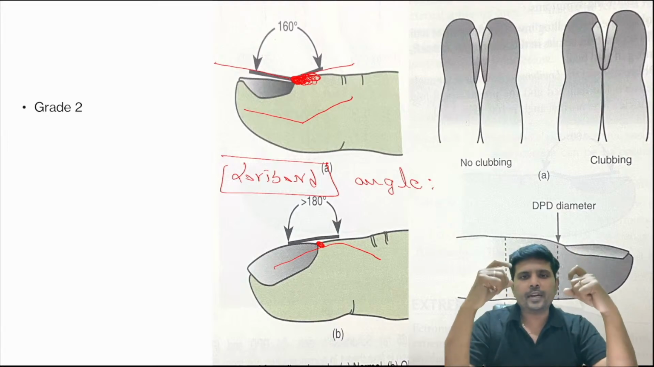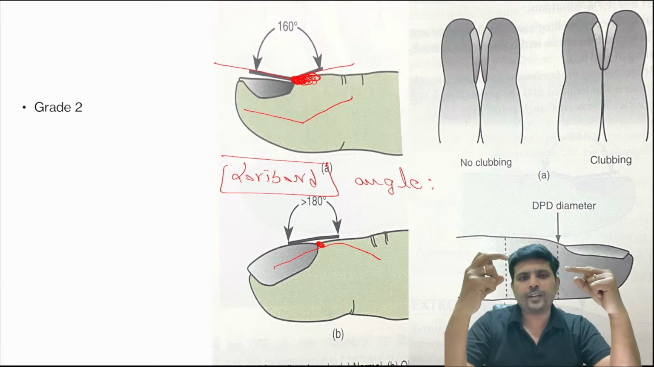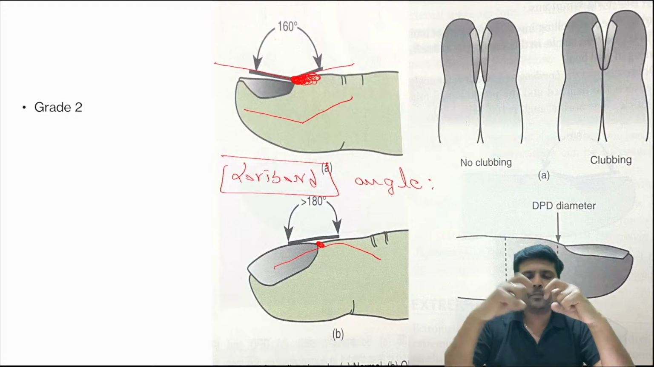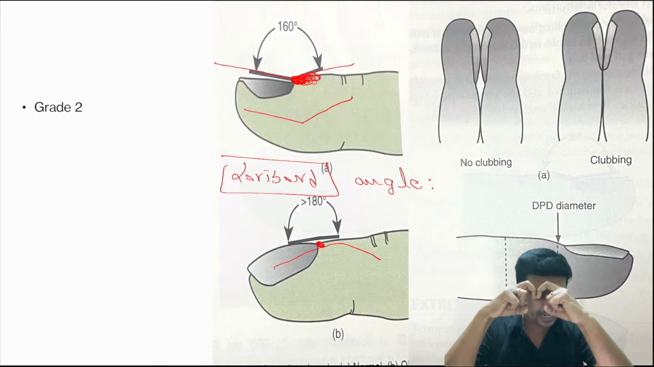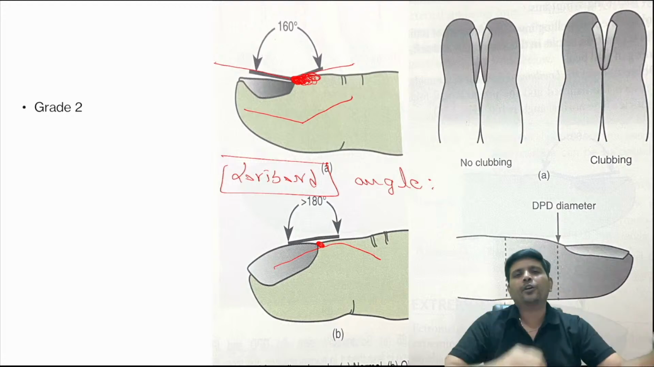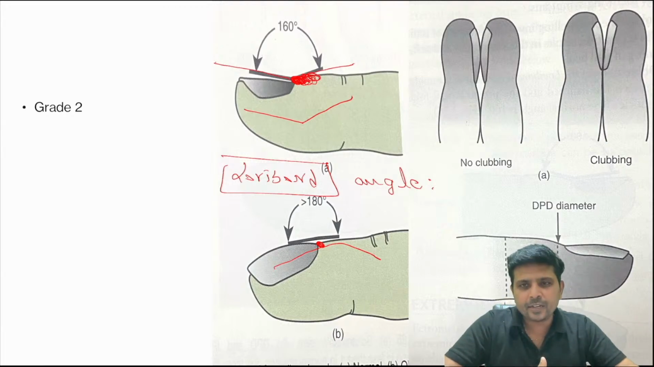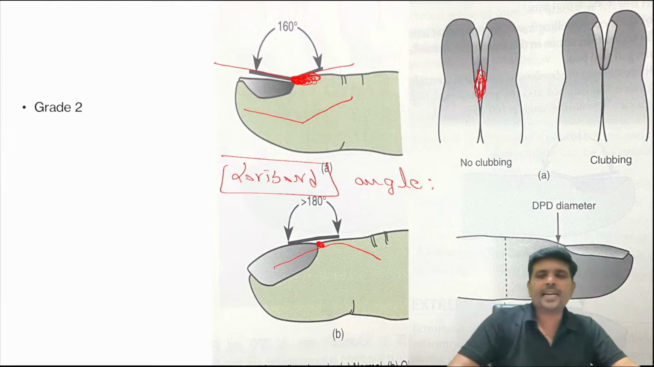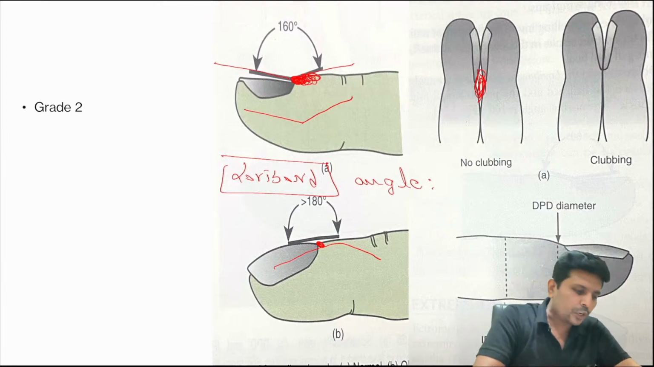So look at this. Let me approximate two fingers. Let me take the middle finger, and approximate both distal phalanges over one another. Look at this. There is a diamond shaped space seen in between the approximated tips of the fingers. So this is the diamond shaped space. This diamond shaped space is lost. Look at this. It is lost.